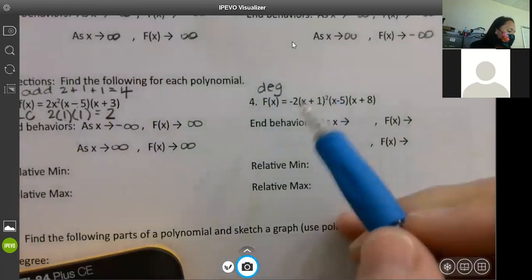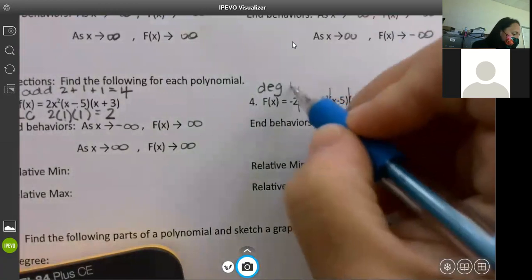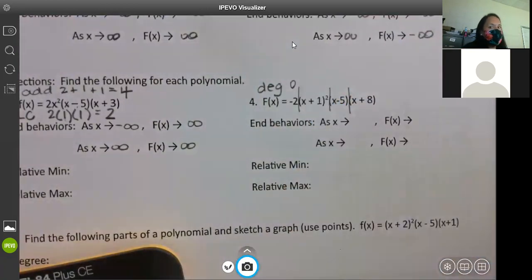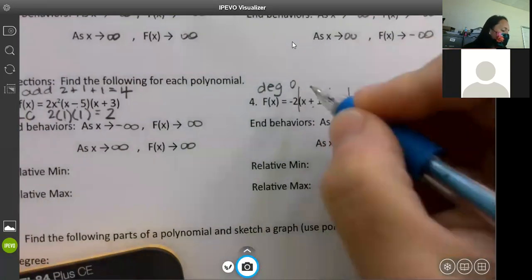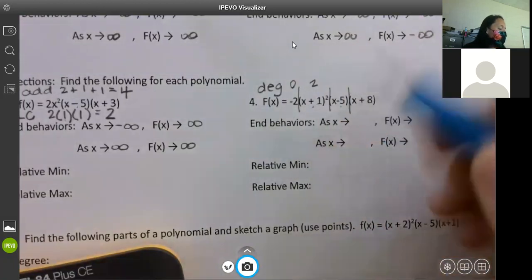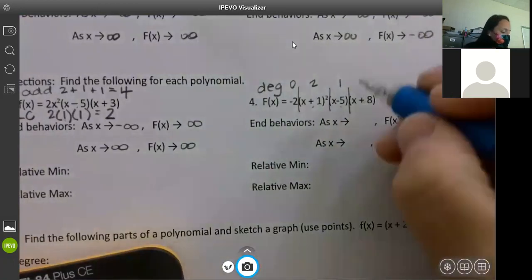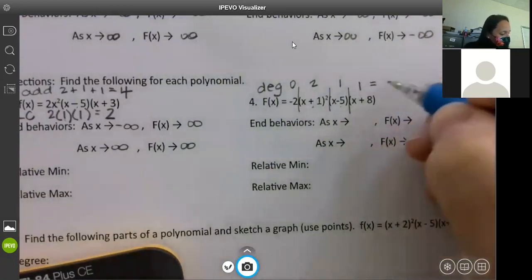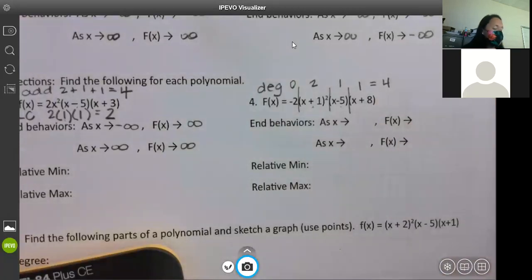So your degree, the degree of -2, remember we would split it up like this, is 0. Be careful right here. What's the degree of this term? 2. The degree of the next term? How many x's does it have? 1. And then the last one. Add that up and we get 4. It's okay. So what does that tell you? It points in the same direction.